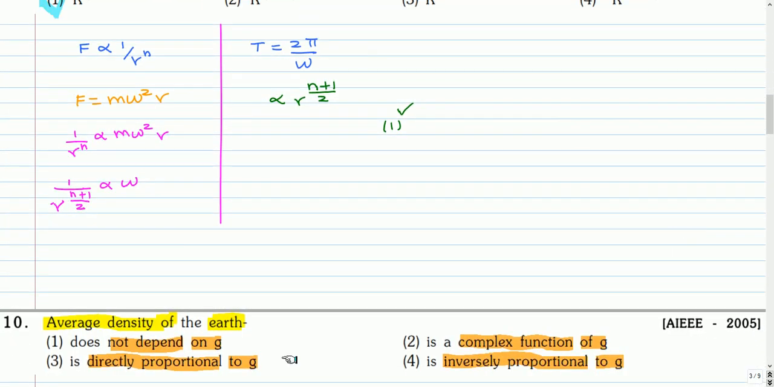This is the next question. Average density of Earth does not depend on g. Option 1. Option 2 is a complex function of g. Option 3, directly proportional to g. Option 4, inversely proportional to g. g is the acceleration due to gravity on the Earth's surface. You can pause and attempt this question.